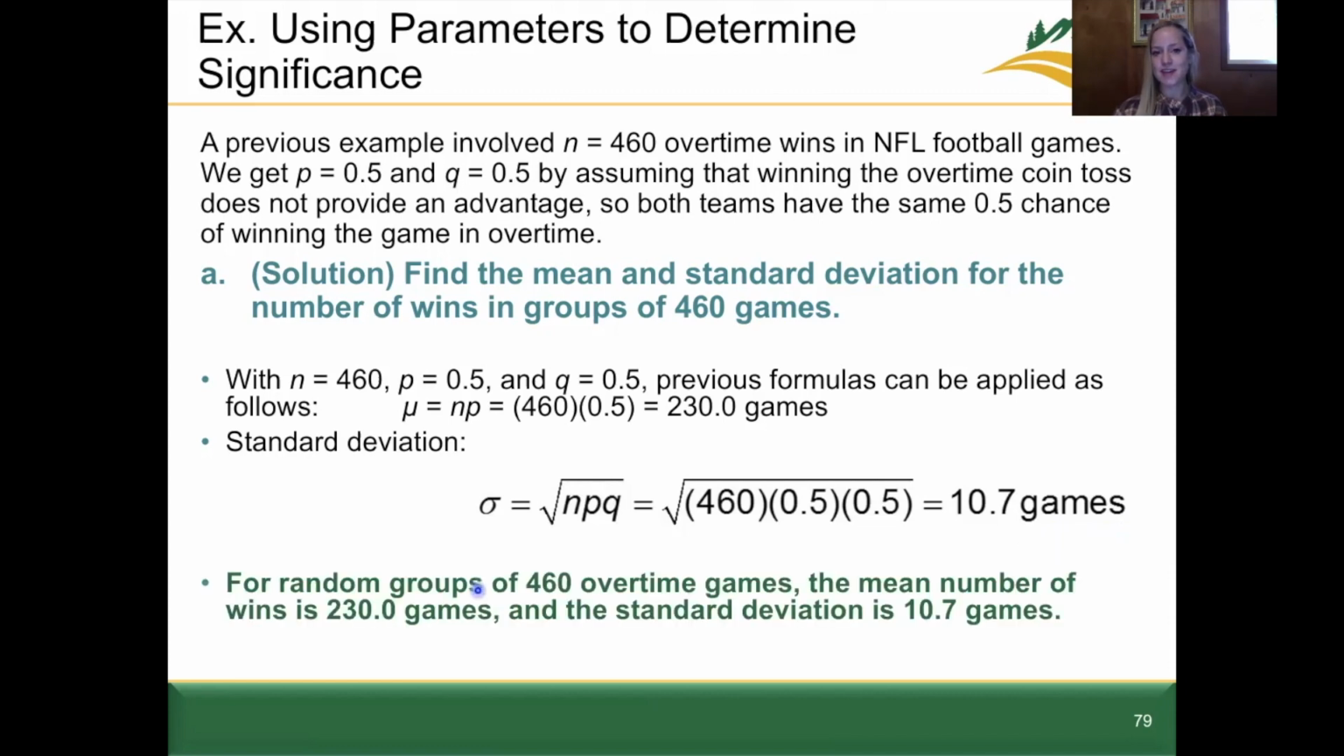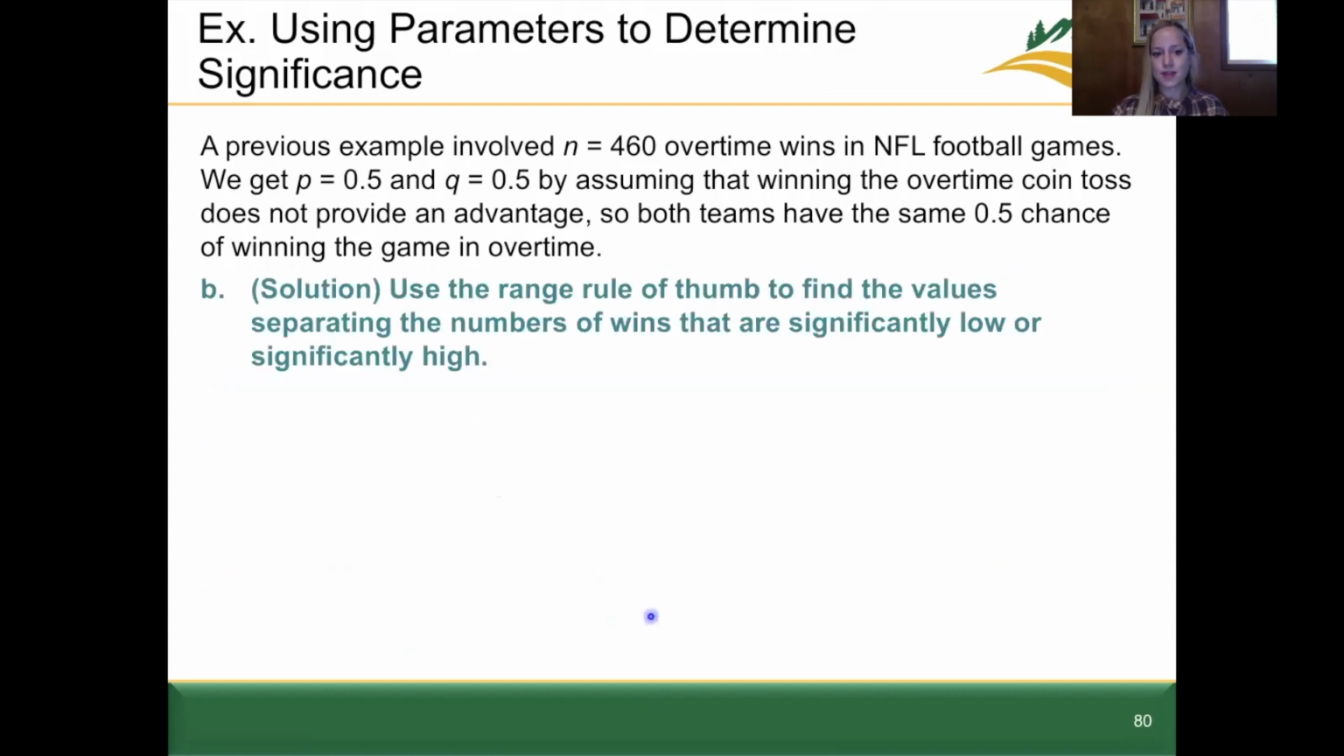From what we just calculated, for random groups of 460 overtime games, the mean number of wins is 230.0 games. The standard deviation is 10.7 games. Let's go to part B now and use the range rule of thumb.